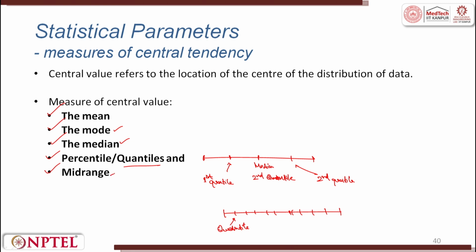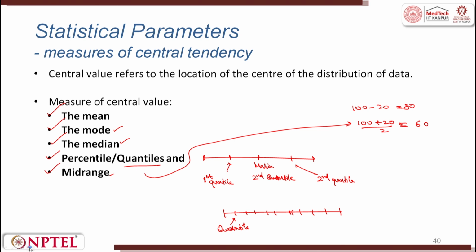Then there is a mid range. Range is, for example, 100 minus 20, 80 was the range given in the previous problem statement. Highest value plus lowest value by 2 is mid range. This is my mid range. This is equal to 120 by 2, 60. These are our measures of the central tendency. Where is the center of the data?